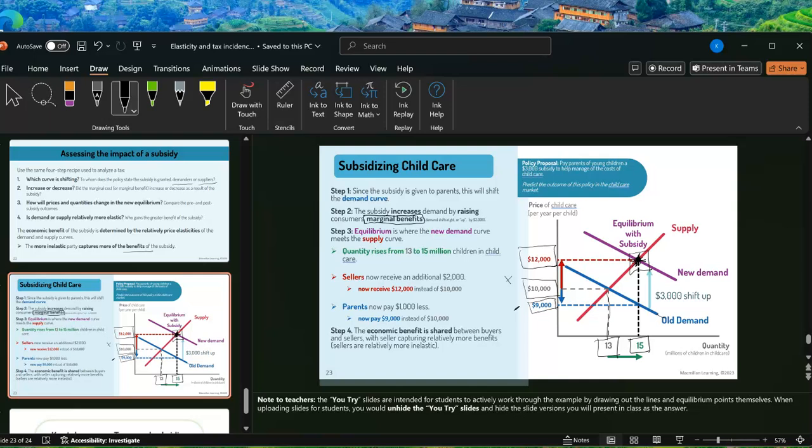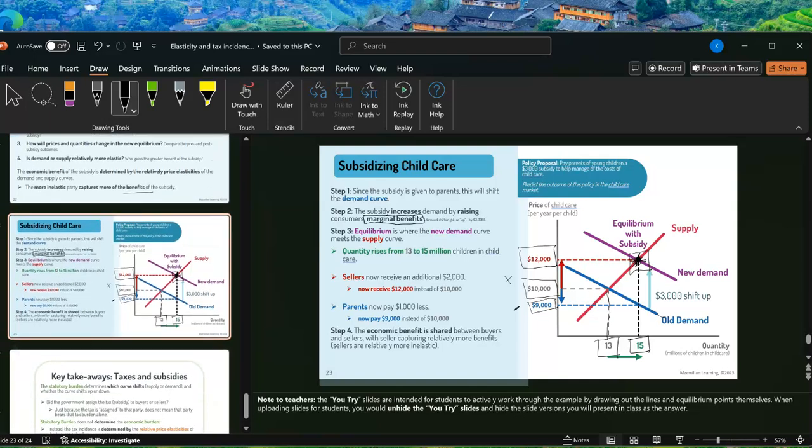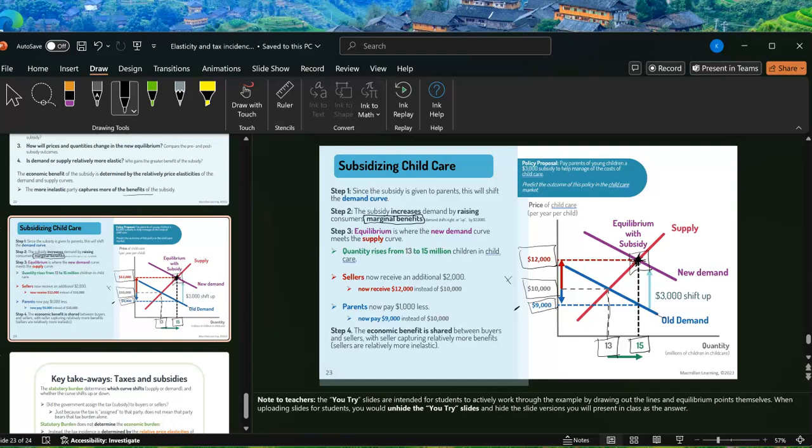Here, the sellers' benefit is $2,000, which is more than the benefit of the buyers, which is $1,000. This is because the supply curve is relatively inelastic compared to the demand curve.